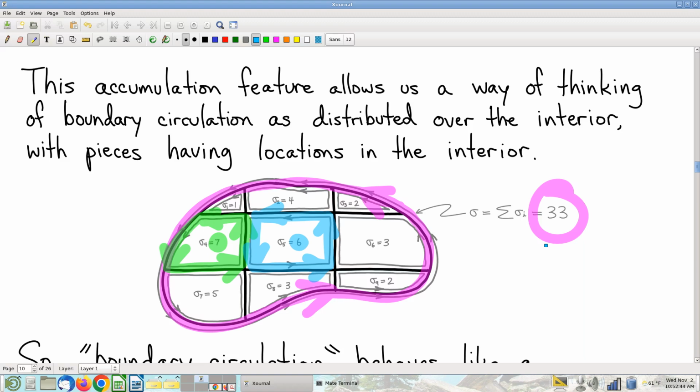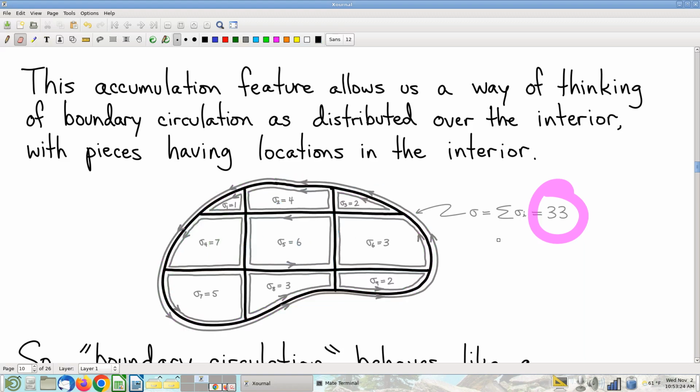So when you say that the purple circulation of 33 is on the perimeter, I would come back and say, not really. 7 of that 33 is actually in this green region, and 6 of that 33 is actually in this blue region, and 4 is in this region up here. That 33 that you measured on the boundary is actually distributed over the inside. You could choose to think of it that way. Again, you don't have to, but you could. There's nothing intrinsically wrong with thinking about it that way.